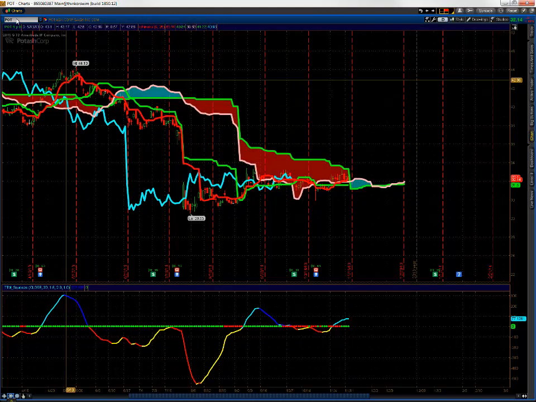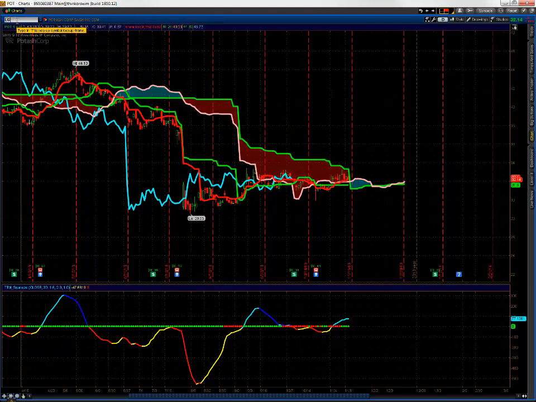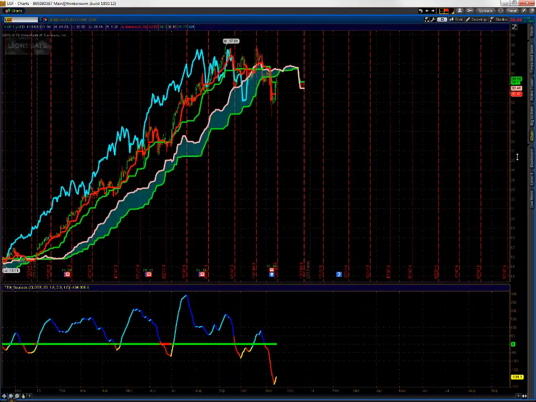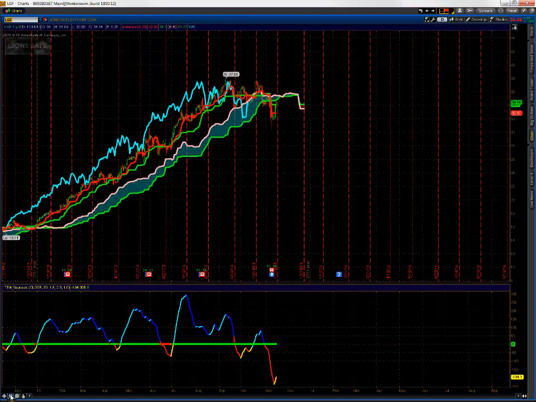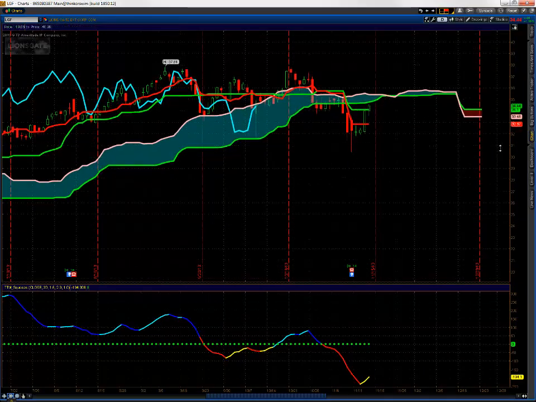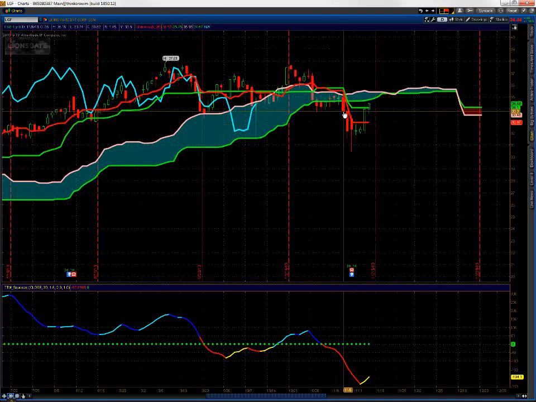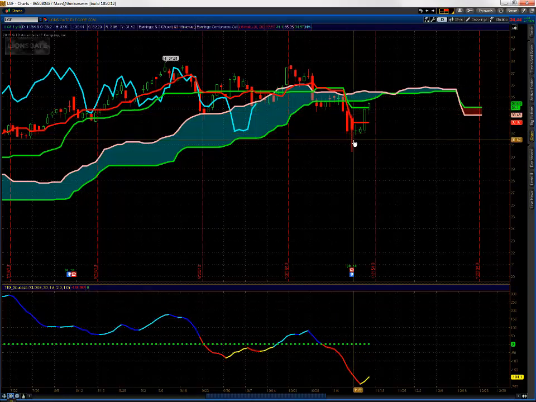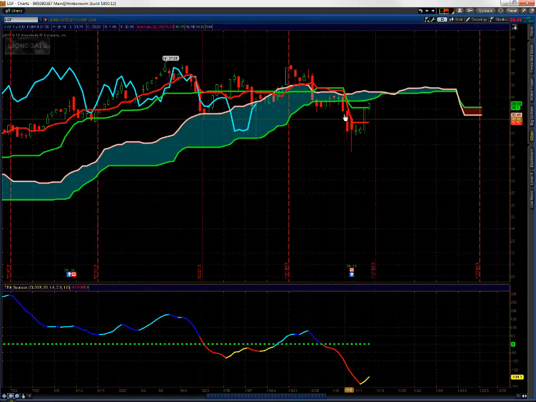I saw someone really wanted Lionsgate. So Lionsgate actually broke the cloud to the downside. You could have shorted Lionsgate at 33.80, had a stop at 36. So that's what, a $2 stop. How much did it go down? Oh, well, it went down $4. So you would have made money on that.